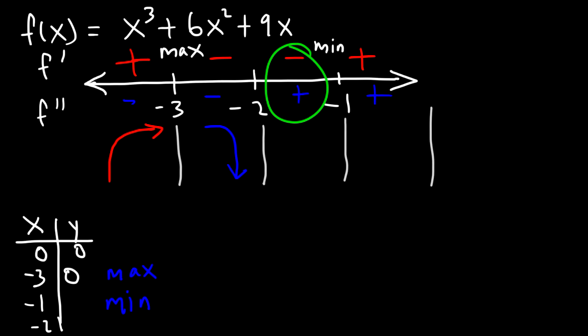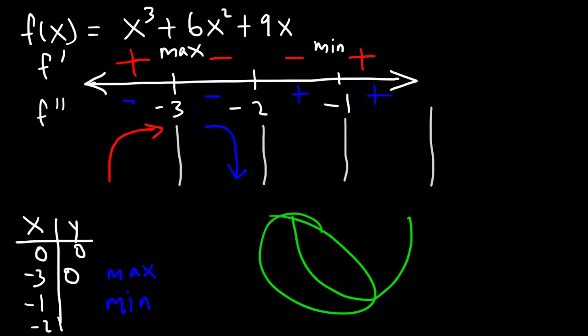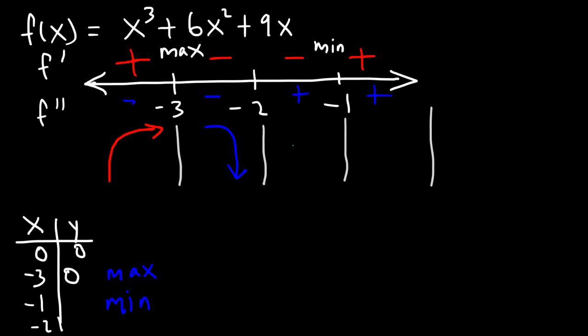Now here the first derivative is negative, but the second is positive. When the second is positive, it's concave up, but if the first is negative, it has to be decreasing. So we need that portion. And then for the last one, it's concave up and the function is increasing. So here's our concave up shape, and this is the part where the function is increasing.